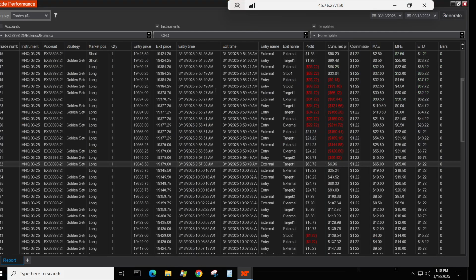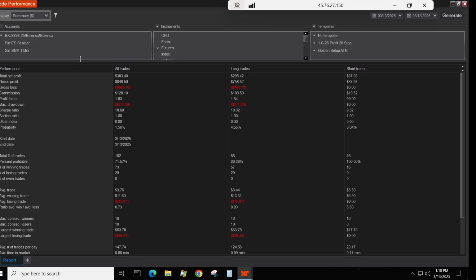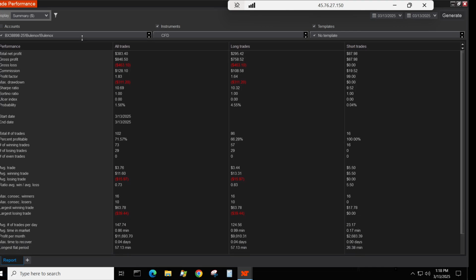Here's the trade performance. Now this data is all whacked out. If you look at the summary for today, it's saying it was 383. Now I traded in Sim, but I don't even have the Sim accounts activated. It was the only account I traded today. I think I traded these two, but they're not checked. So very odd data, not right. I never went down $311 today.